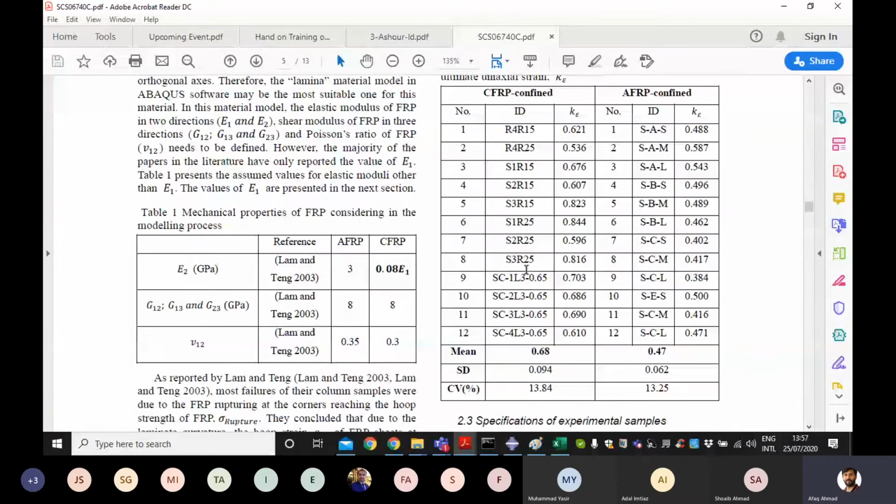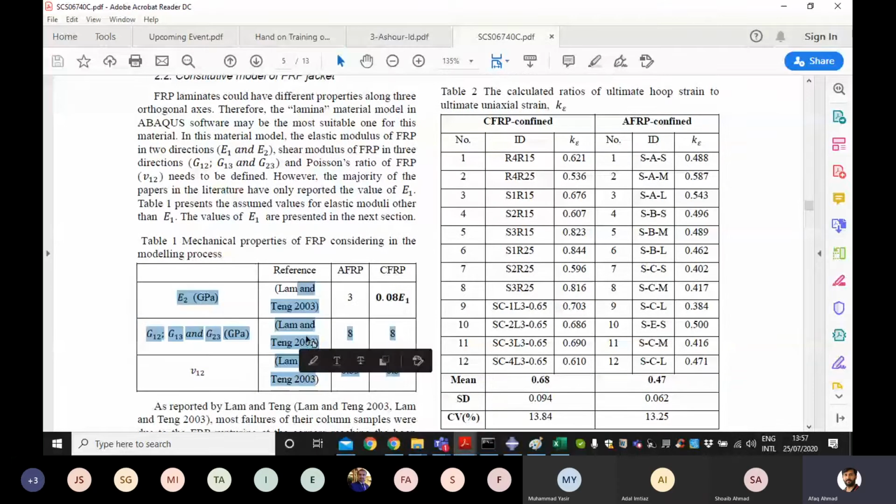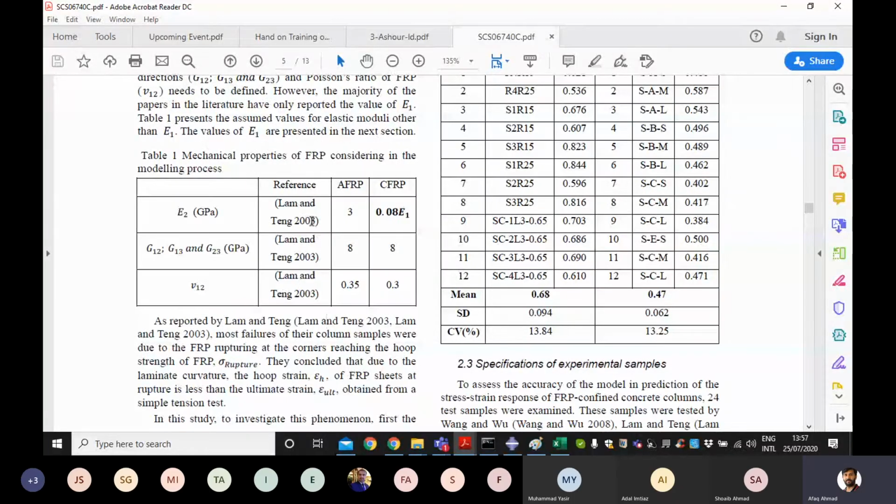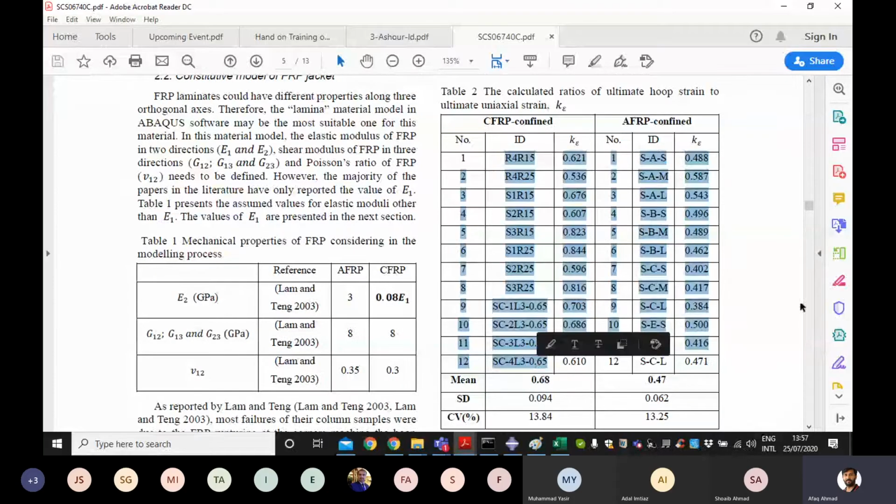At the end, you know what he did? He made a table. He had some already conducted experiments. He used these formulas, Lam and Teng 2003. I already discussed this in my paper, which is available on Teams for you people. Then he ran some models. He ran 12 models. Right now, I think Shweb has run more than 20 models for his problem. And he used the ke factor, the uniaxial stress factor, here.